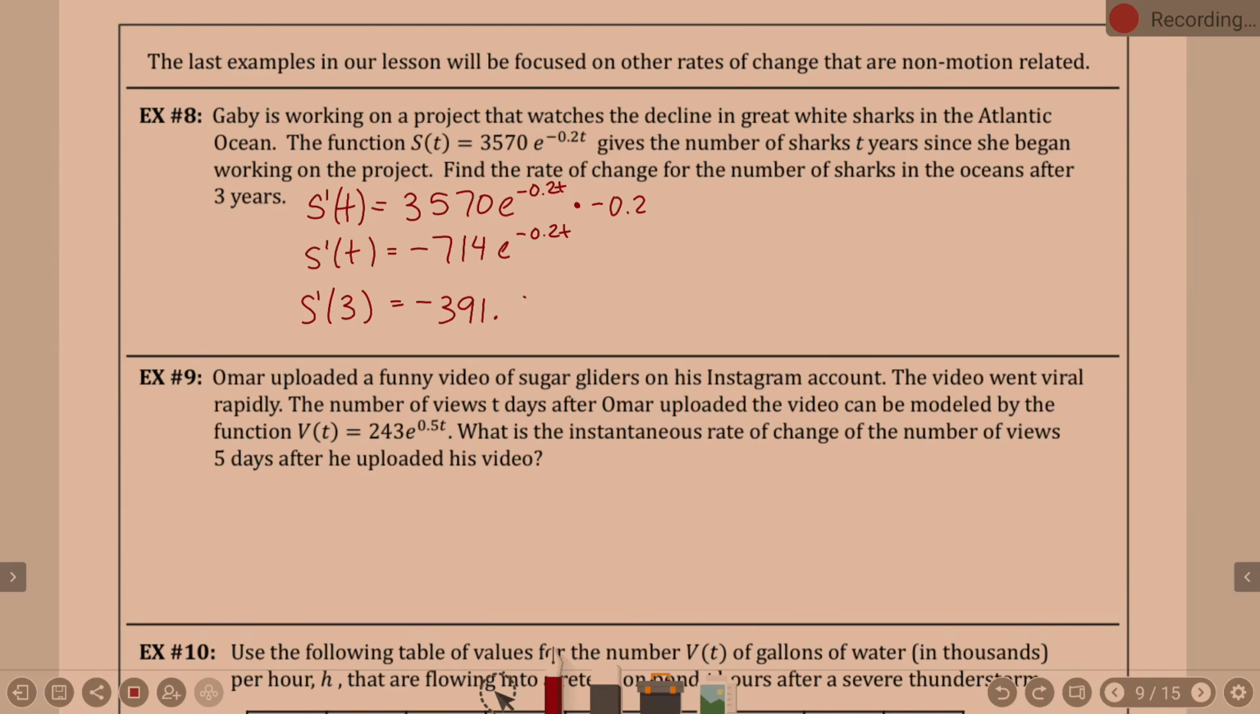So negative 391.852 is traditional rounding. Truncating is 391.851, and that is acceptable by AP standards. Now, regardless, what is this saying? That they're diminishing by that many sharks per year, after 3 years. So the shark population after 3 years is decreasing. Doug got fancy and said diminishing, but I don't want to spell that, so I'm going to go with decreasing.